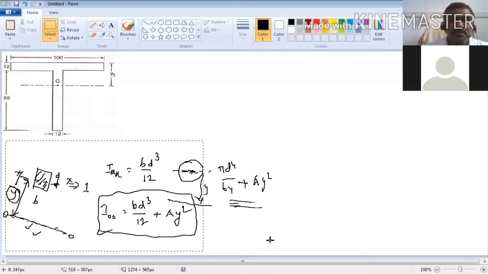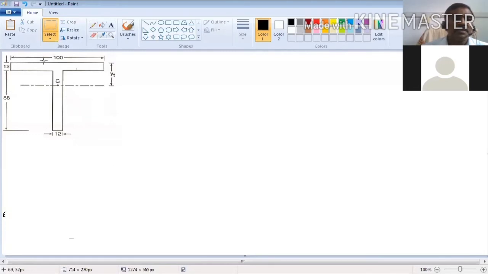This you may already know. Now we are interested in finding the moment of inertia for this cross section. So the first step is finding the center of gravity. So how to find the center of gravity?